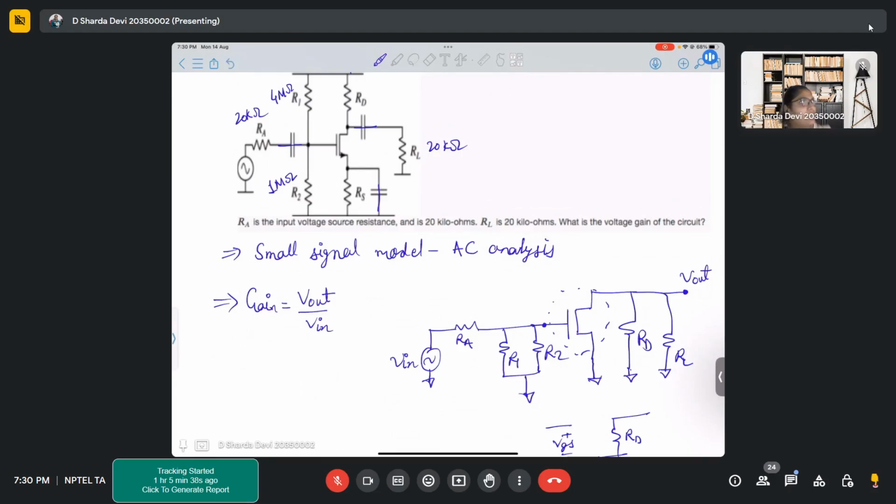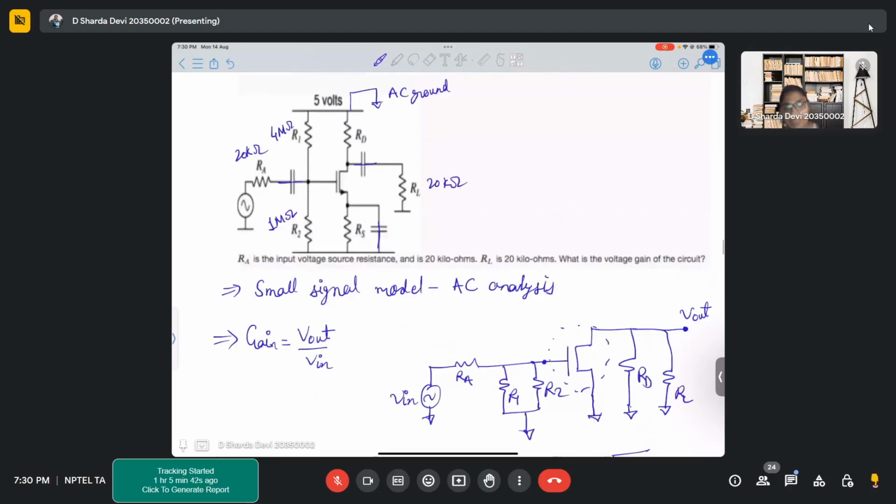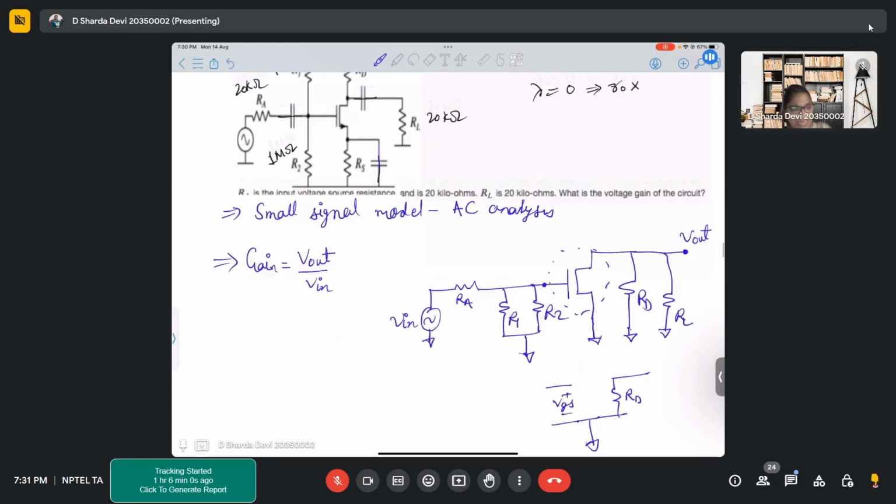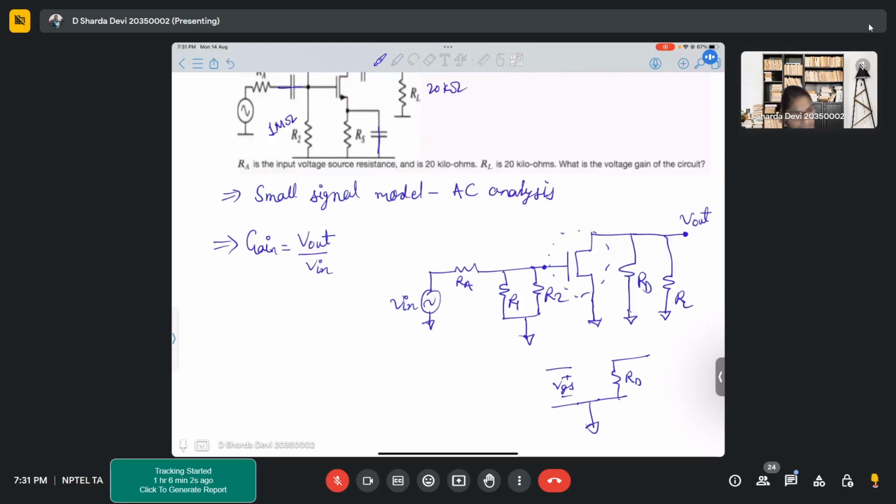Here is the thing: if we are going for the current model with lambda not equal to 0, then we have to consider R naught. If we are going with the current model where lambda is equal to 0, then we don't have to consider R naught. Is this clear? So there will be a slight change only in terms of your R naught.